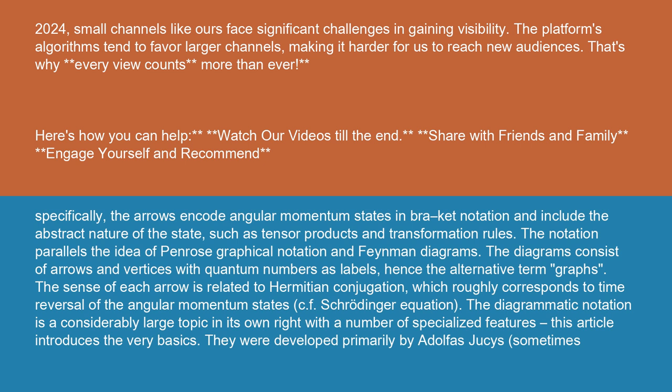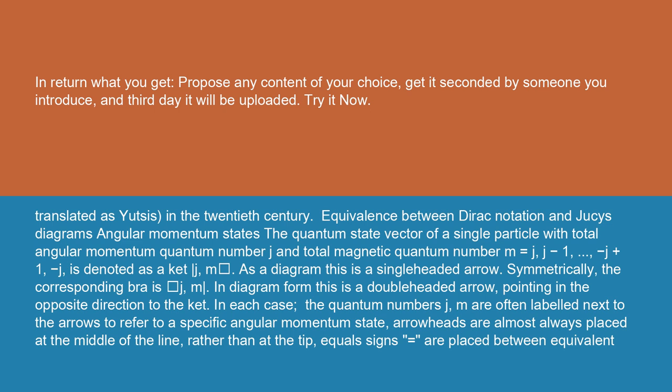The notation parallels the idea of Penrose graphical notation and Feynman diagrams. The diagrams consist of arrows and vertices with quantum numbers as labels, hence the alternative term graphs. The sense of each arrow is related to Hermitian conjugation, which roughly corresponds to time reversal of the angular momentum states, cf. Schrödinger equation. The diagrammatic notation is a considerably large topic in its own right with a number of specialized features. This article introduces the very basics. They were developed primarily by Adolphus Jucys, sometimes translated as Yutsis, in the 20th century.